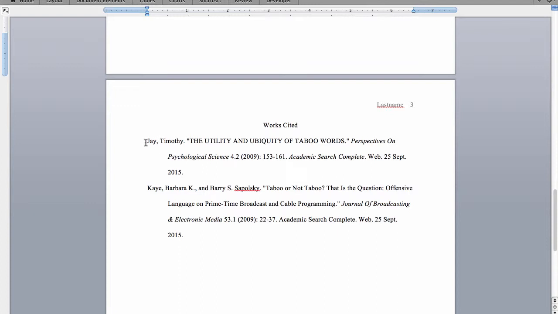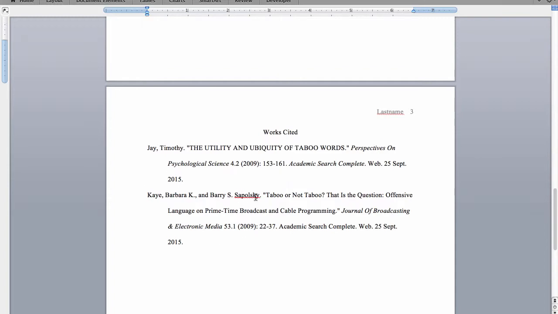The works cited should in this particular assignment contain two and only two sources, and they should meet the requirements that are assigned on the assignment sheet. So note here that the first article is the key text, Timothy J., and the second one was a second text chosen that fit along with this. And that's what the summary response is doing.